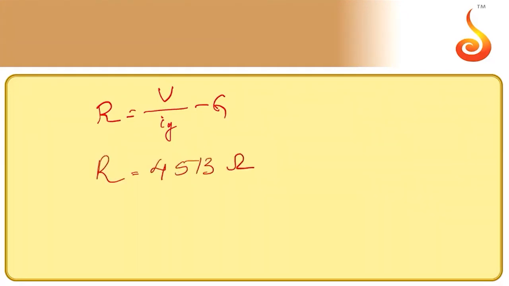The resistance to be connected is given by V by Ig minus G, and you can substitute for that. So what is the value of V to reduce this deflection to 20 units? So this V can be found out, and Ig, what is the value of Ig? The value of Ig is the current through the galvanometer. And what's the resistance of the galvanometer? The resistance of the galvanometer is given to be 25 ohm. So upon substitution and simplification, you get 4513 ohm.